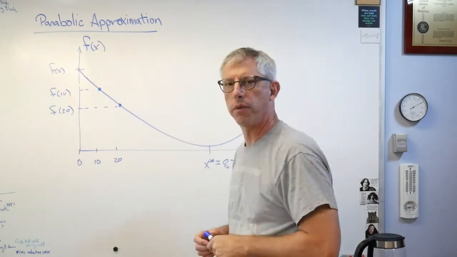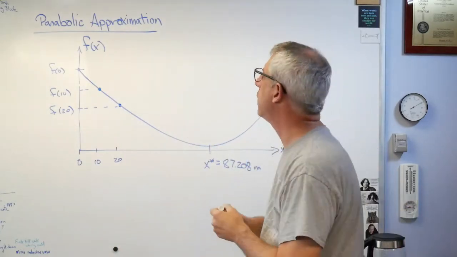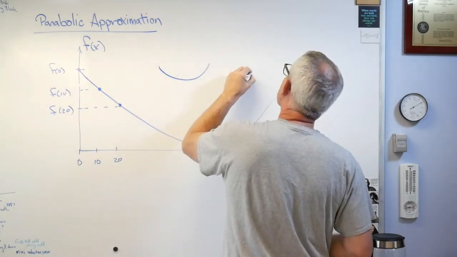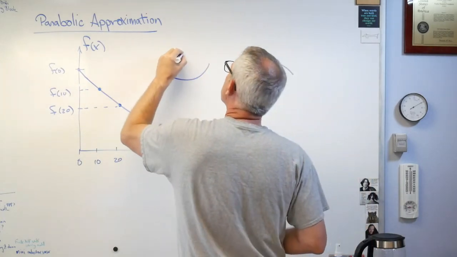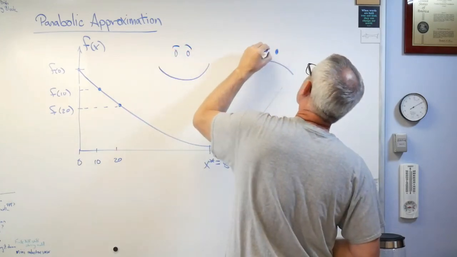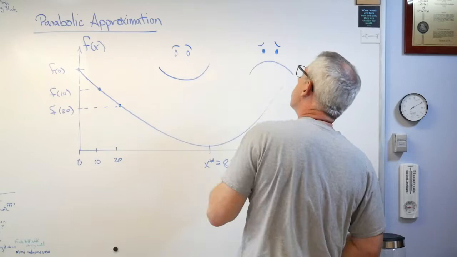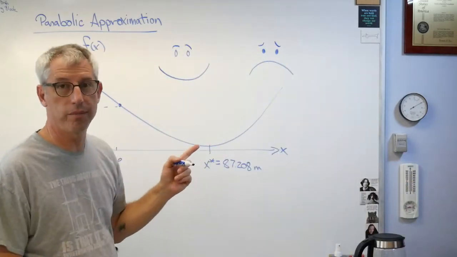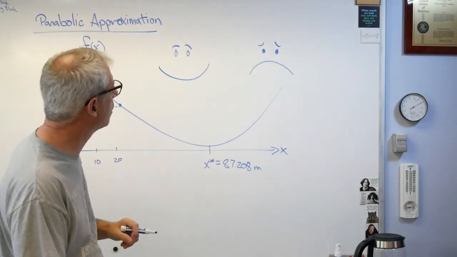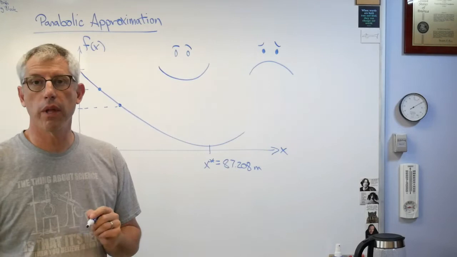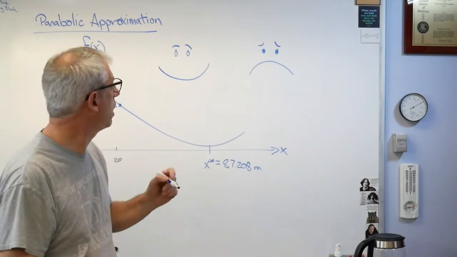How do you know the difference between positive curvature and negative curvature? Well, that curve has positive curvature and that has negative. So if we make that a face, that's positive curvature. That's negative curvature. Once again, this is really stupid, but you're going to remember it now, aren't you? Get this out of the way here. Okay? So we got to know that our parabolic approximation has positive curvature.